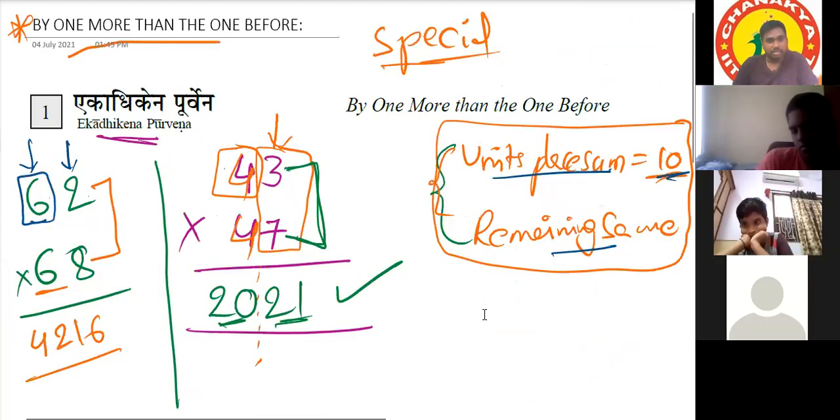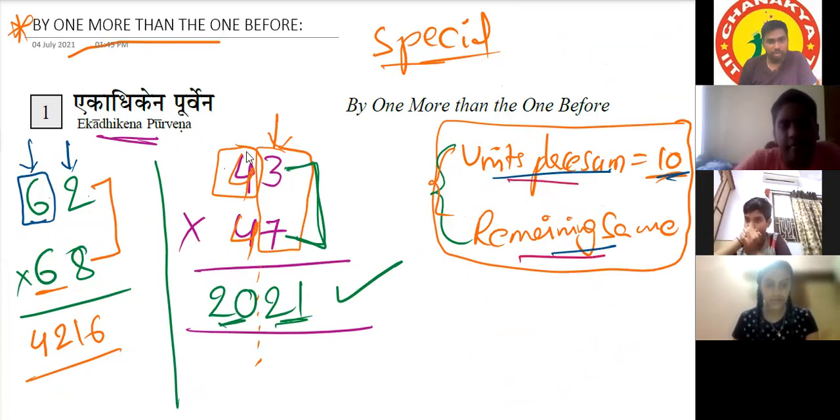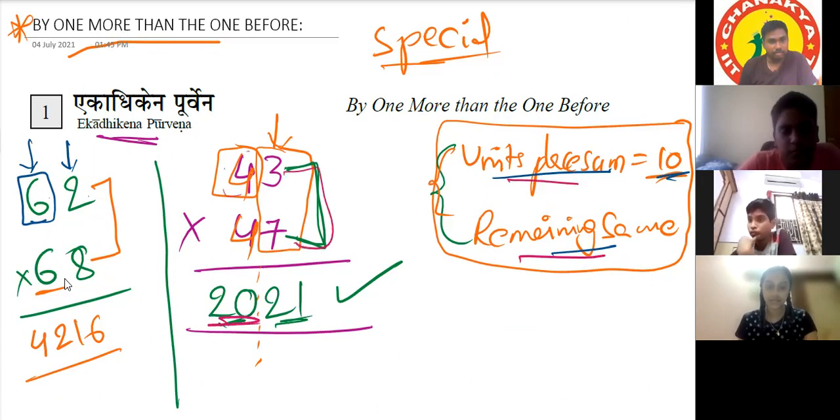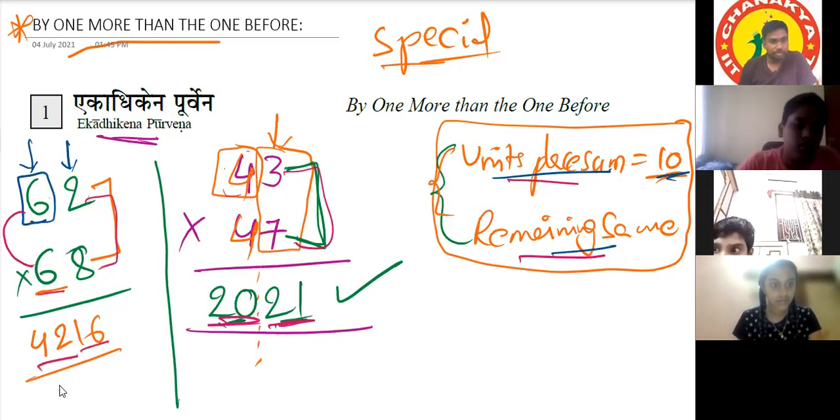This is our last class. Remember? Units place adding to 10 and remaining number same. Then we'll multiply the common number with the successor number. 4 5s are 20, and 3 7s are 21. Common number 6 will multiply with the successor: 6 7s are 42 and 2 8s are 16.